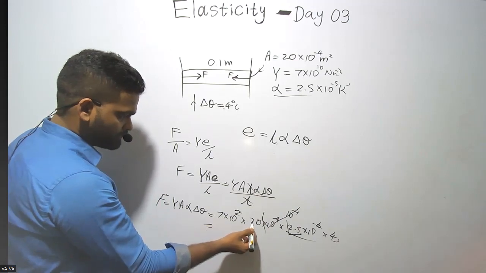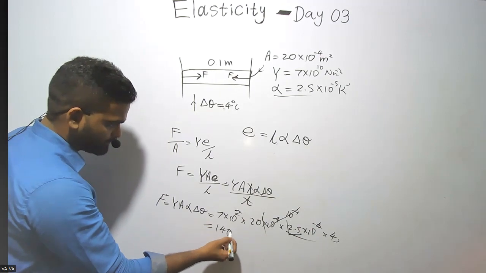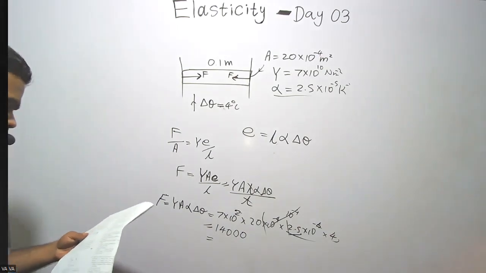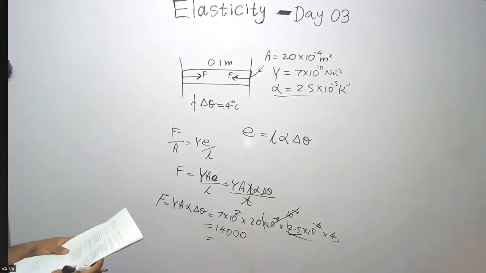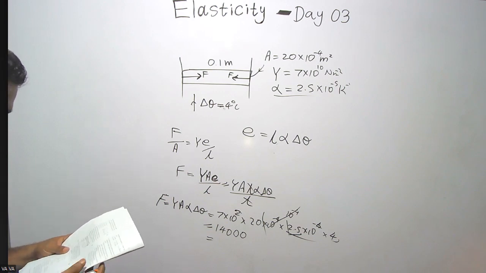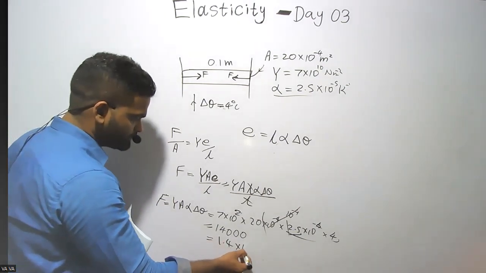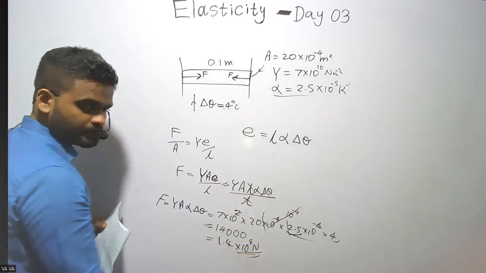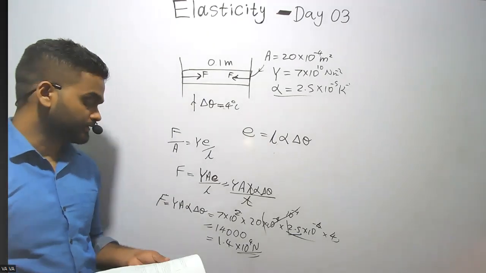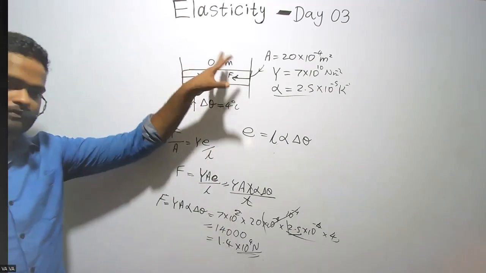7 times 20, that is 140. Times 100, 2 zeros. So the force is 14,000 newtons. Do we have an answer for that? Yeah, 14,000 newton means 1.4 times 10 to the power 4 newton, right? 1.4 times 10 to the power 4 newton. So the answer should be the third one. Okay.